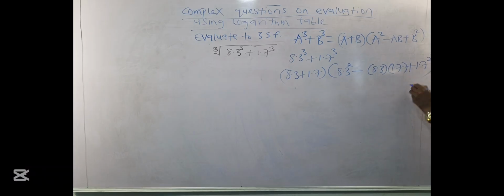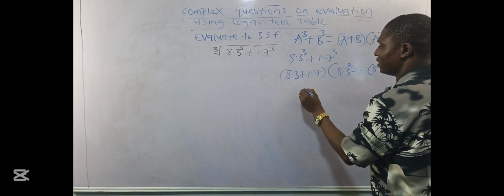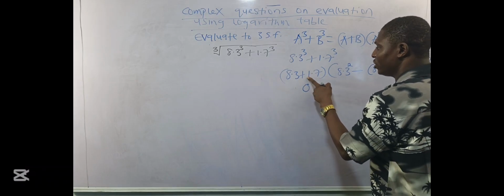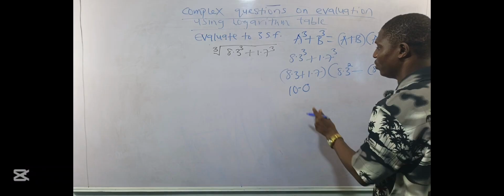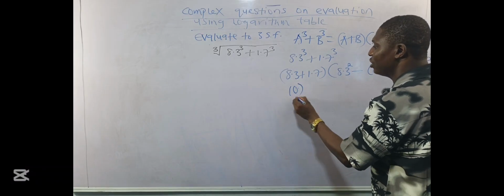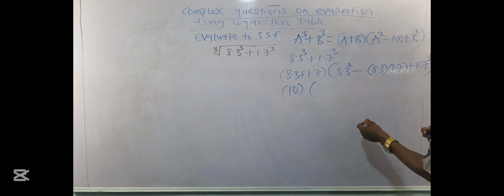Square. Now 3 plus 7 will give me 10, 0 carry 1. Plus this one, 2 plus 8 is 10. So I have 10.0, which is the same thing as 10. So I've resolved this. For this other one, I have 8.3 square.